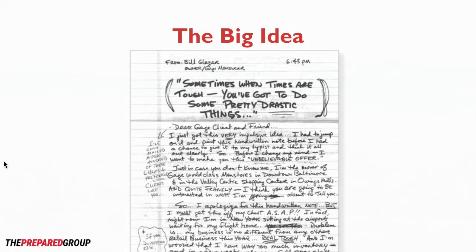So you see the headline: sometimes when times are tough, you've got to do some pretty drastic things. Dear Gage client and friend, I just got this very impulsive idea. I had to jump on it and print this handwritten note before I had a chance to give it to my typist and think it all out clearly, right? So the idea here is I was impulsive and you're going to benefit. And that is the reason for the offer that he then goes on to make.